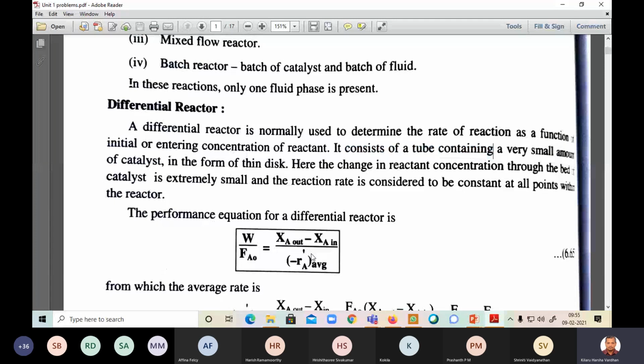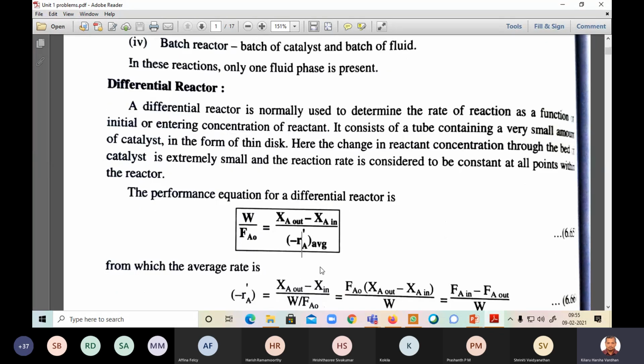When you put Ra dash, it means that it is not based on the volume of the reactor. It is based on the weight of the catalyst. Therefore, instead of V by Fa naught, we put W by Fa naught is equal to the integral of dXa by minus Ra dash, since the rate will also carry the dash. The integral of dXa is nothing but the change, so we can write output minus input divided by this.